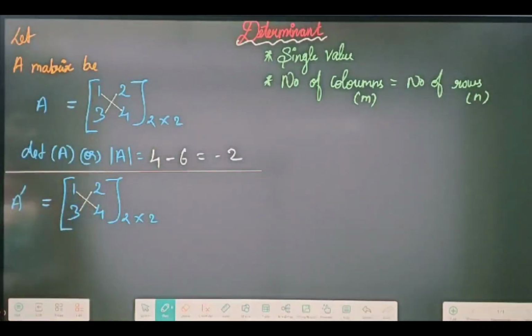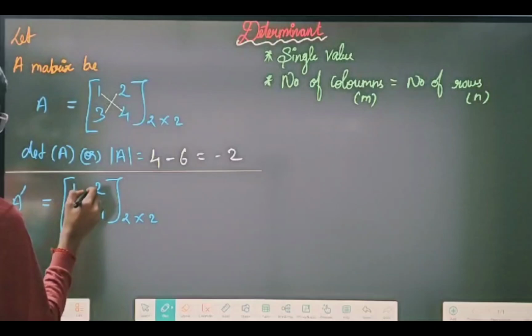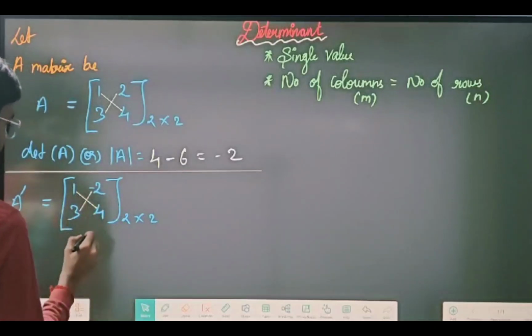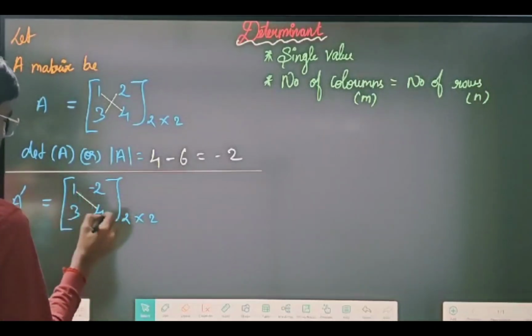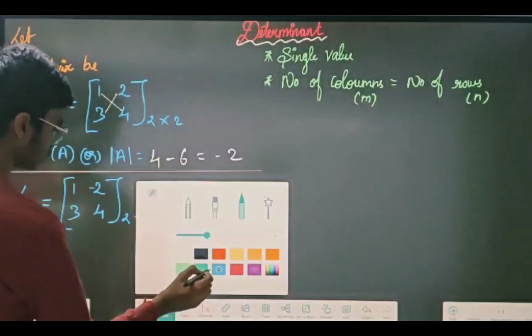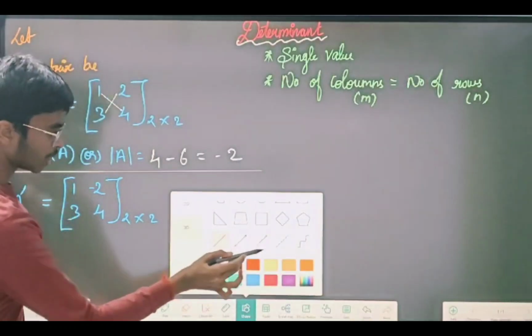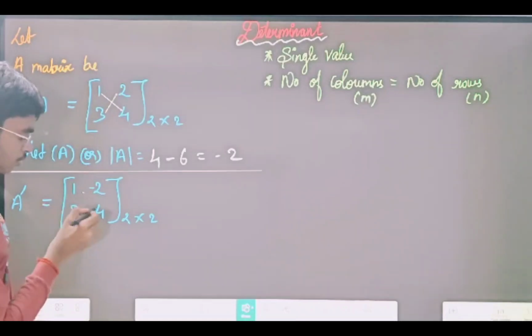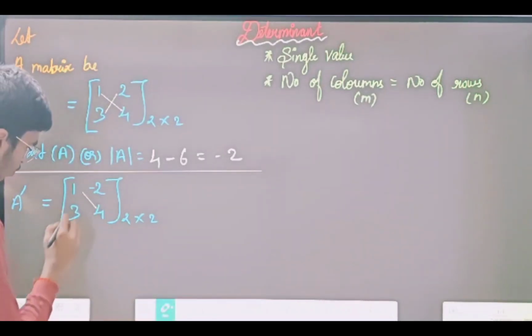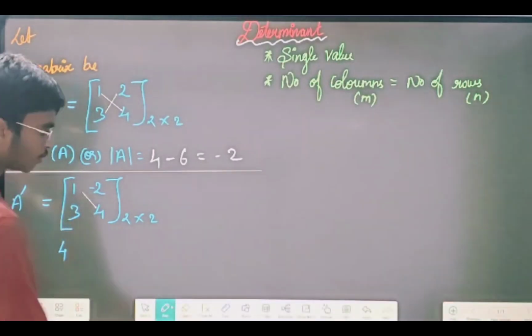Here, instead of A, I'm going to keep it as A dash, and instead of 2, I'm going to keep it as minus 2. Then how will the answer be? So here also I'm going to multiply this 1 with this 4. So it is going to be 1 into 4, which is going to be 4 itself.